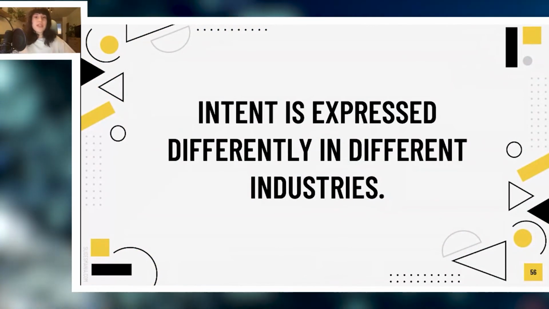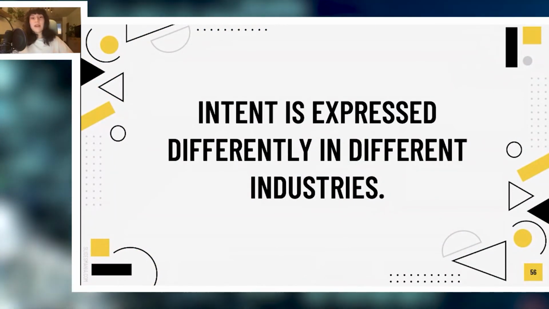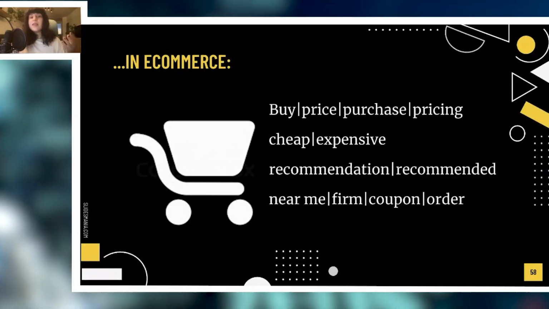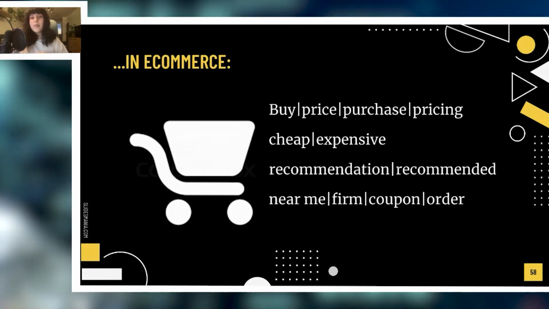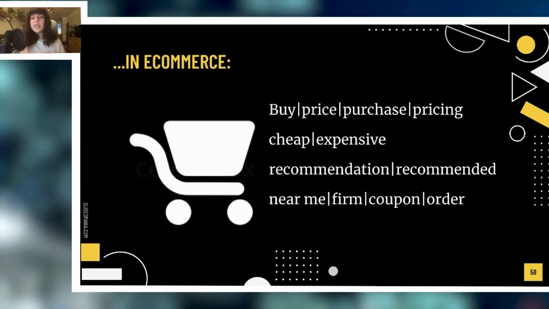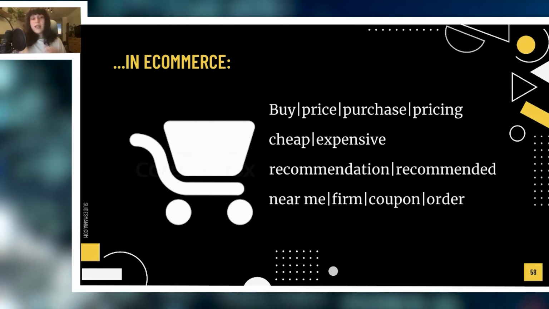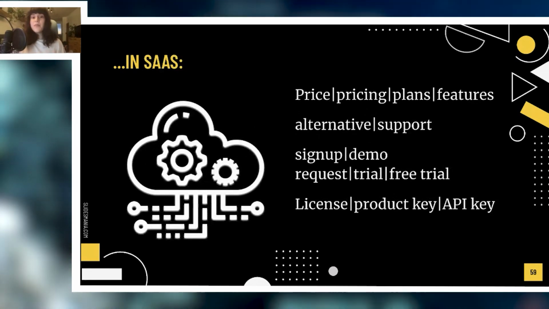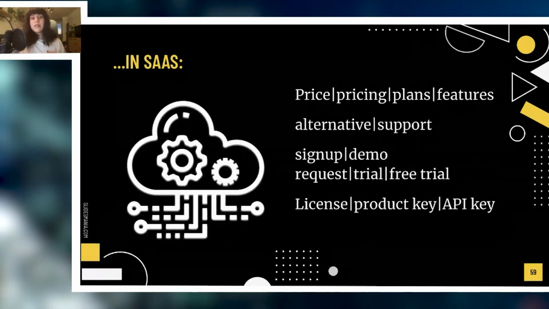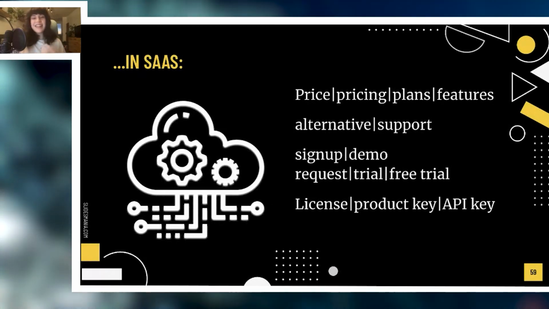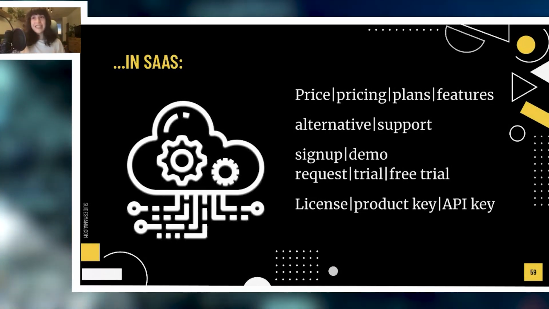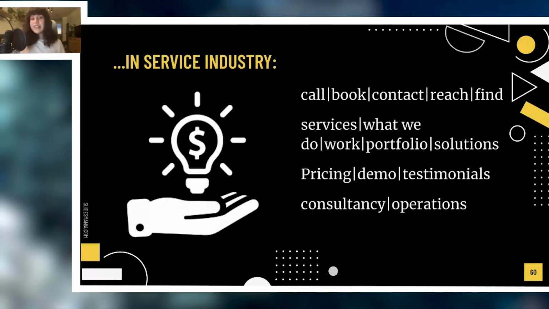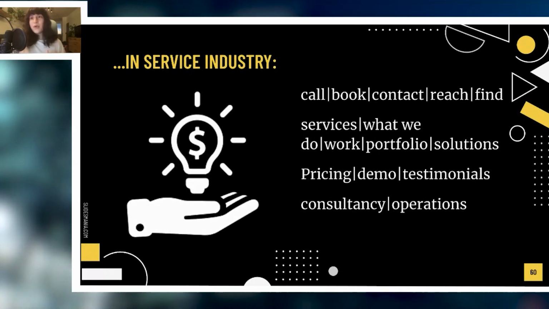So intent is expressed very differently when it is observed from industry to industry. For instance, transactional intent can be in e-commerce expressed by terms like buy, price, purchase, expensive, recommendation, near me, coupon, and things like that. But in SaaS, the industry that I currently work predominantly in, it can be things like pricing, plans, software, API access, license, product key, trial, and things like that. And in the service industry, it could be things like call, book, reach, find, what we do, portfolio, demo, pricing.